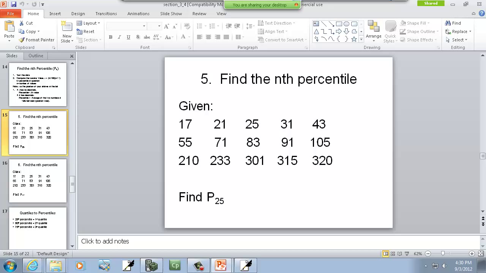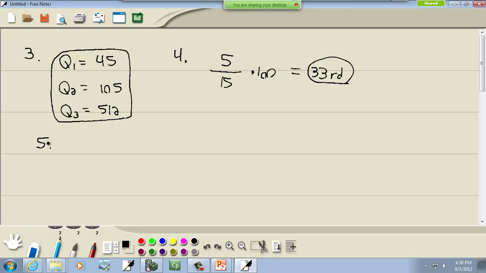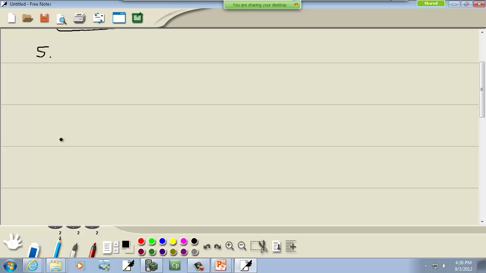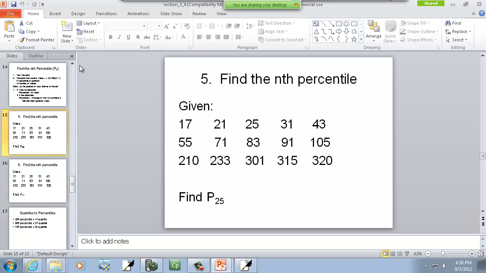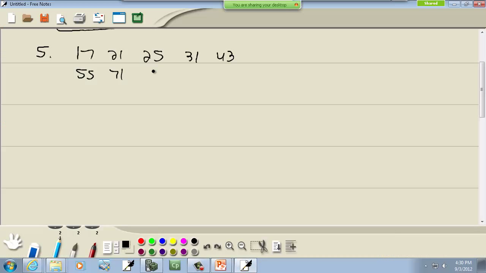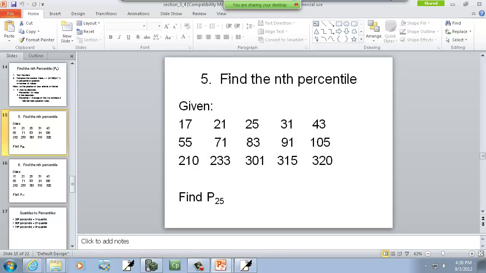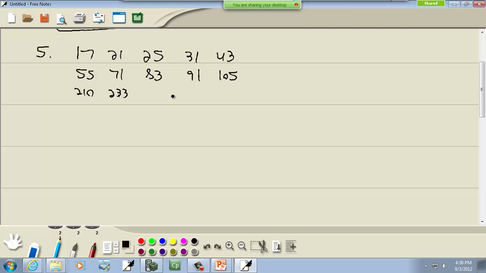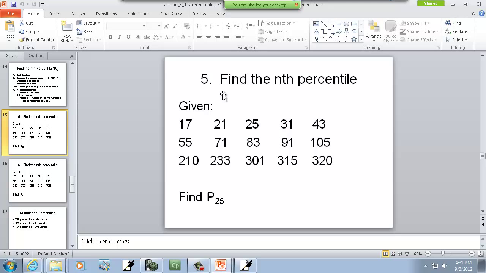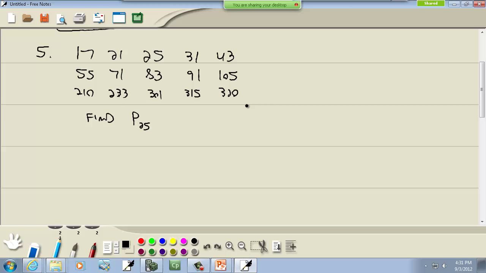Let's take a look at this problem. The numbers are 17, 21, 25, 31, 43, 55, 71, 83, 91, 105, 210, 233, 301, 315, and 320. And we want to find the 25th percentile. So let's go to our steps. Sort the data. Well, it's already sorted from smallest to largest, so we're fine there.